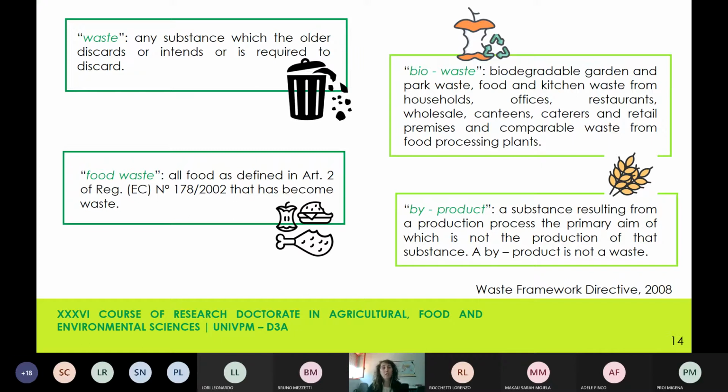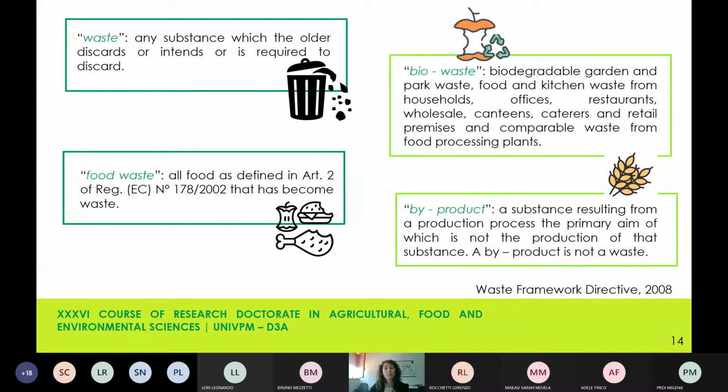But this kind of definition is quite wide, too generic, so we can refer also to bio-waste. Bio-waste is any kind of green waste that comes from parks, greeneries, and gardens, as well as food waste from kitchens at household level, from canteens, from restaurants, as well as comparable waste from food processing plants.